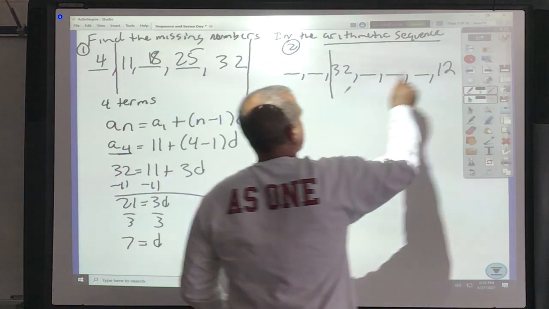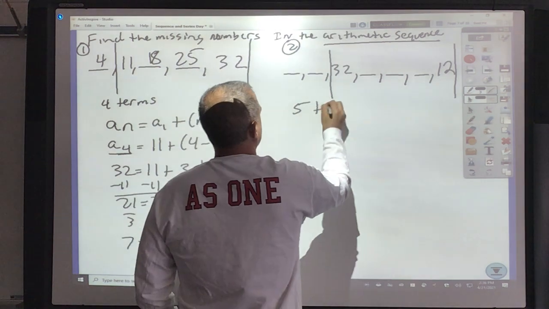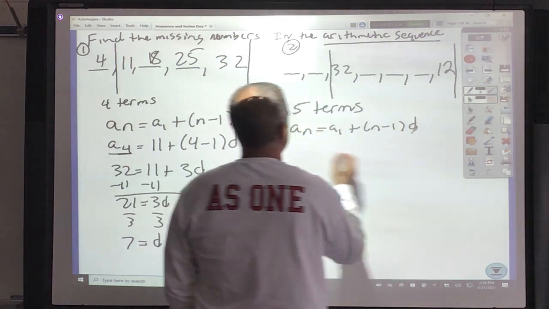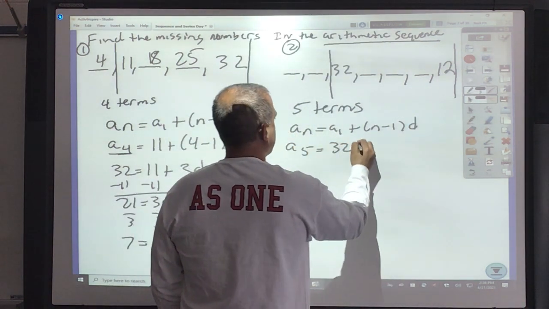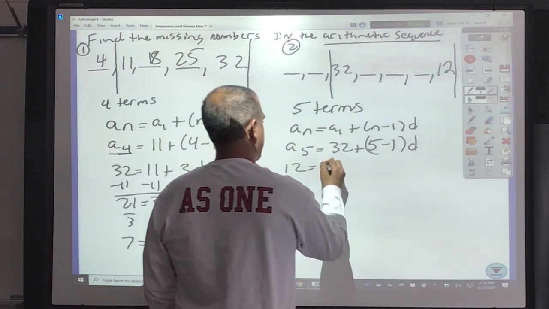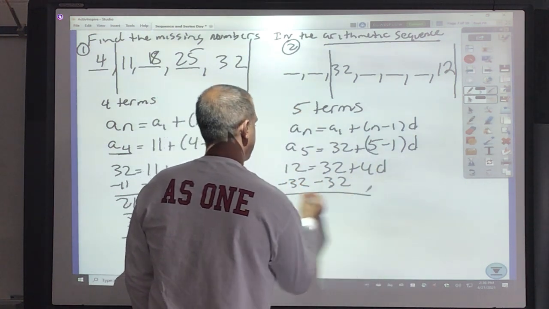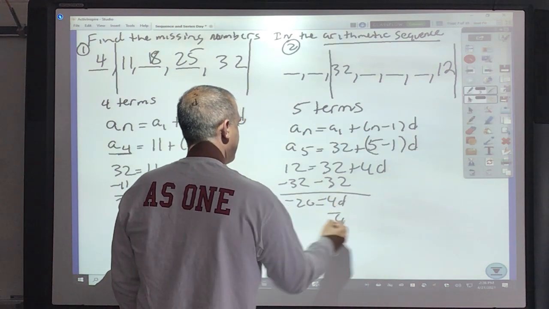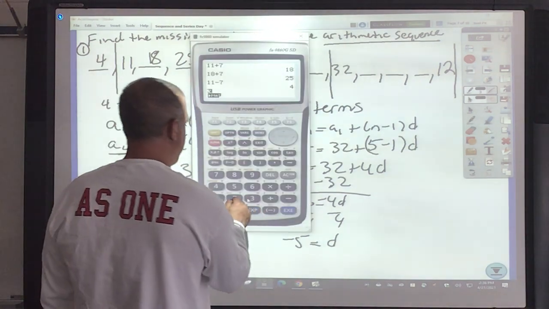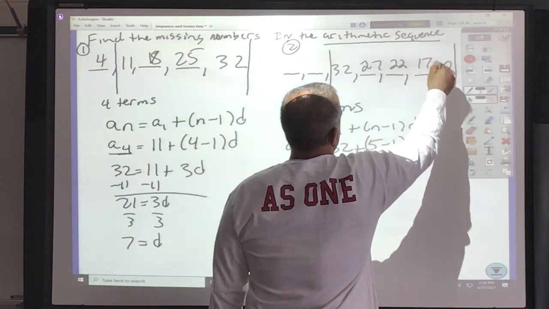So for this, what I want to do is block off these. So that's 1, 2, 3, 4, 5 terms. Okay, so I'll do A_n = A_1 + (n - 1)D. Okay, n is going to be 5, so 32, 5 minus 1 with the difference. My fifth one there is 12, so I've got 32 plus 4D here. Subtract 32, so that's negative 20 equals 4D, and divide by 4, I get a difference of negative 5. Okay, so as you can see, I would just subtract 5. 32 minus 5 is 27, then 22, then 17, then 12.